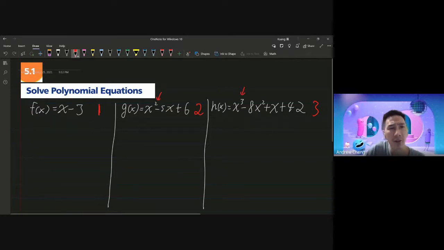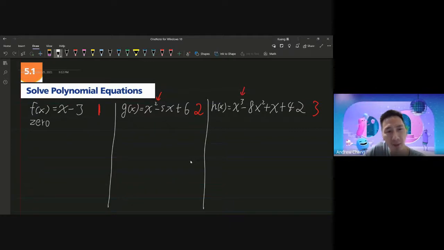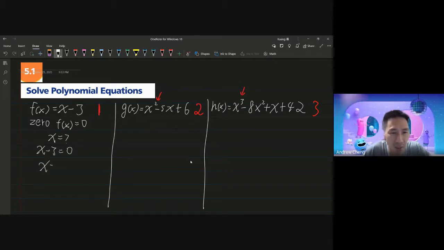First of all, I want to explain what a zero of a polynomial is. Zero means: when f of x equals 0, what does x equal? Basically, it's the solution or root of that polynomial, of that equation. So if f of x equals 0, that means x minus 3 equals 0, so x equals 3. So 3 is a zero of this equation.